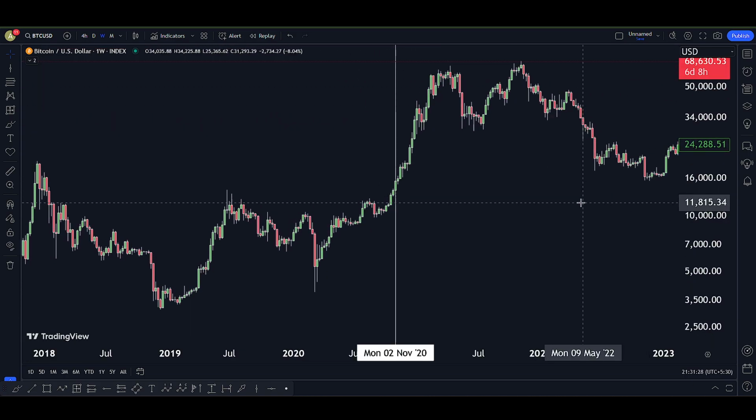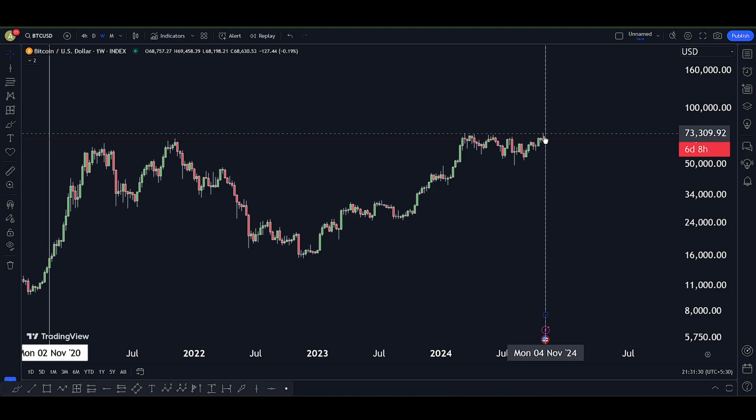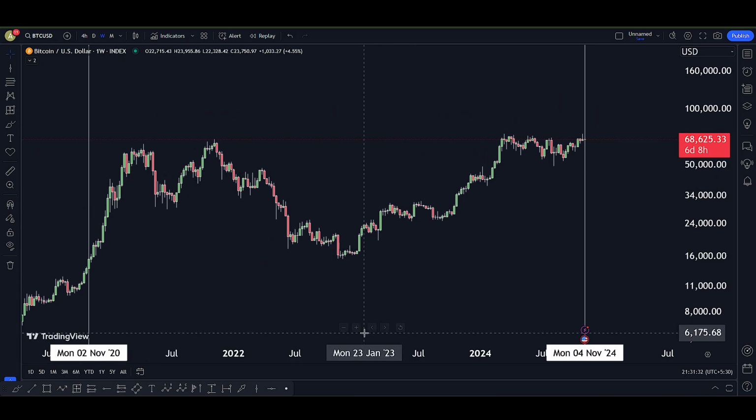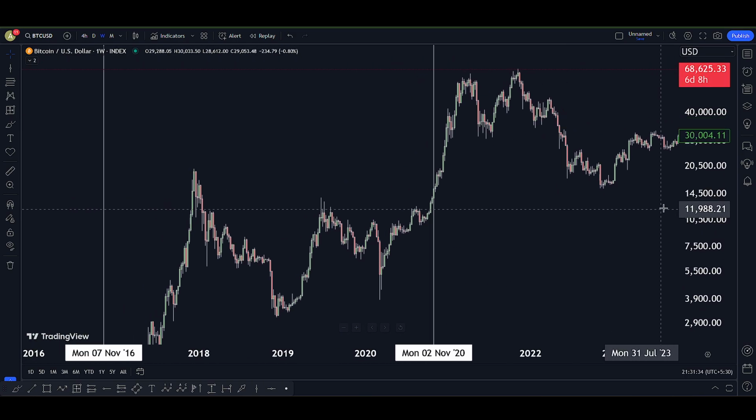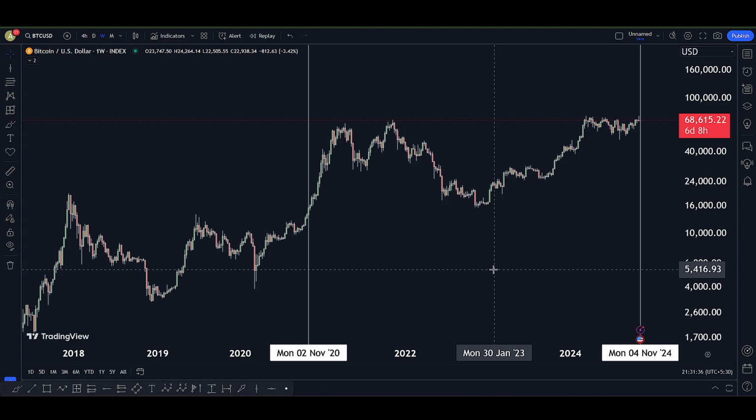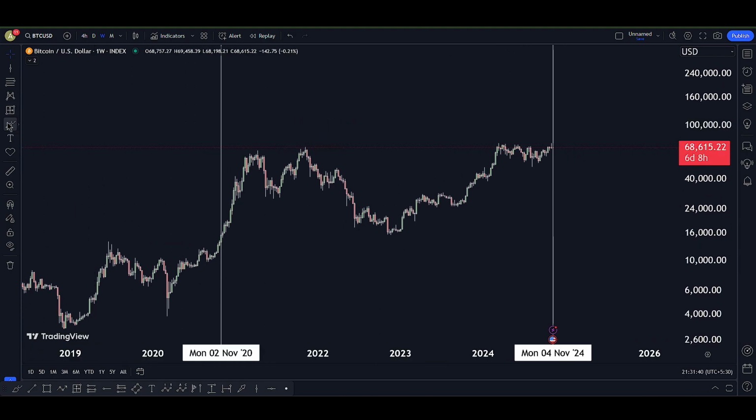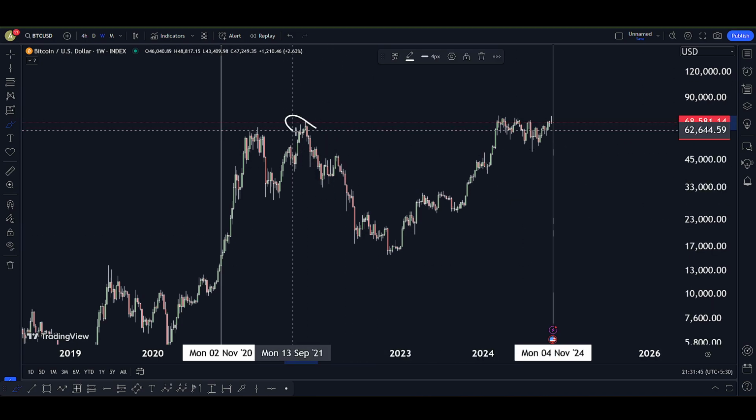So that is why I'm saying that Bitcoin could be making a new all-time high, and this is why many people are saying this time is different. But what is different? I just ask them one single question. Look at this. This was the all-time high, and it was set just 3 years before this.